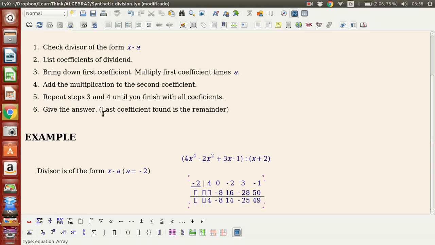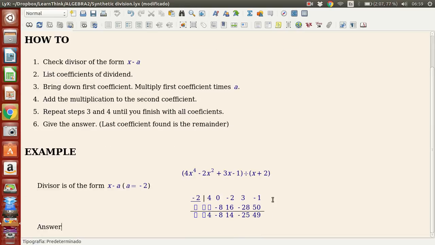Now I have to give the answer, taking into account that the last coefficient found is the remainder. So this is the remainder. The others will be the coefficients of the 0th power, first, second, and third power. In synthetic division, we have a polynomial to the 4th power divided by a polynomial to the 1st power. So the degree of the quotient should be 3rd power. So we start with 4 to the 3rd power.